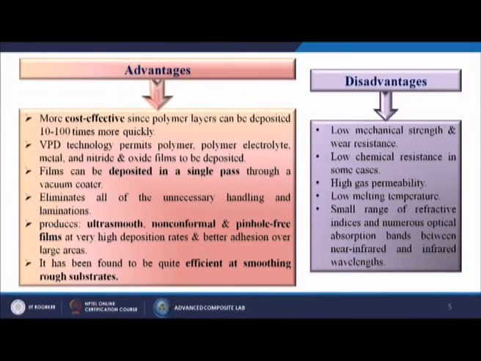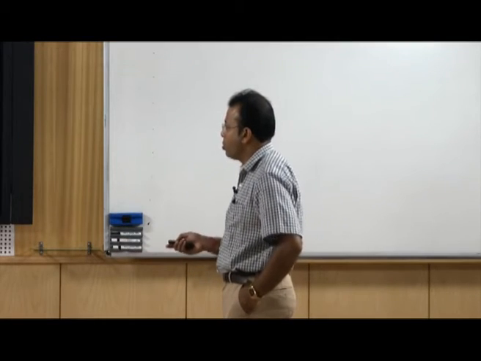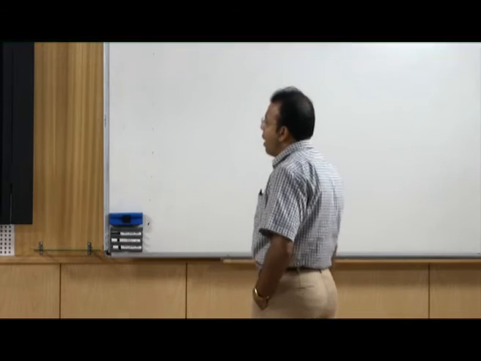There are certain disadvantages also: low mechanical strength and wear resistance, low chemical resistance in some cases, high gas permeability, low melting temperature, a small range of refractive indices, and numerous optical absorption bands between the near infrared and infrared wavelengths. These are all the disadvantages of the VPD process. What are the applications?